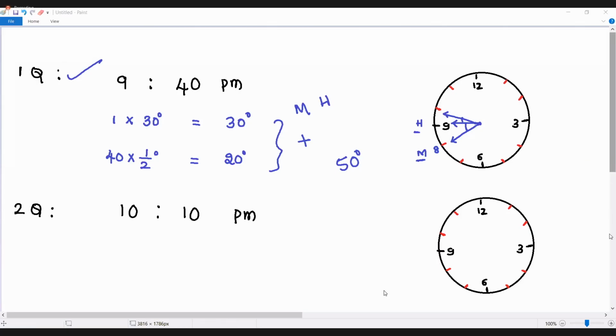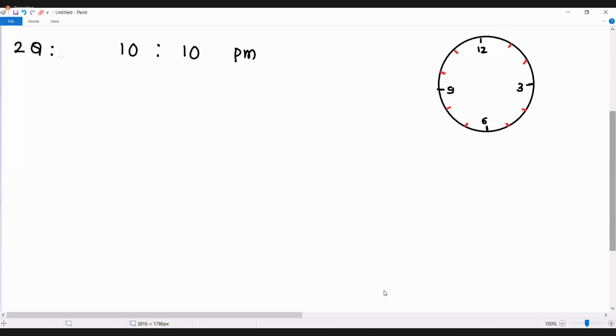10 o'clock, 10 minutes. What is the angle? The hours hand is pointing towards 10. First mention whether it is hours or minutes. Always go in a clockwise direction. So 10 o'clock, 10 minutes. The minutes hand is pointing towards this. So you can go from here to here also.